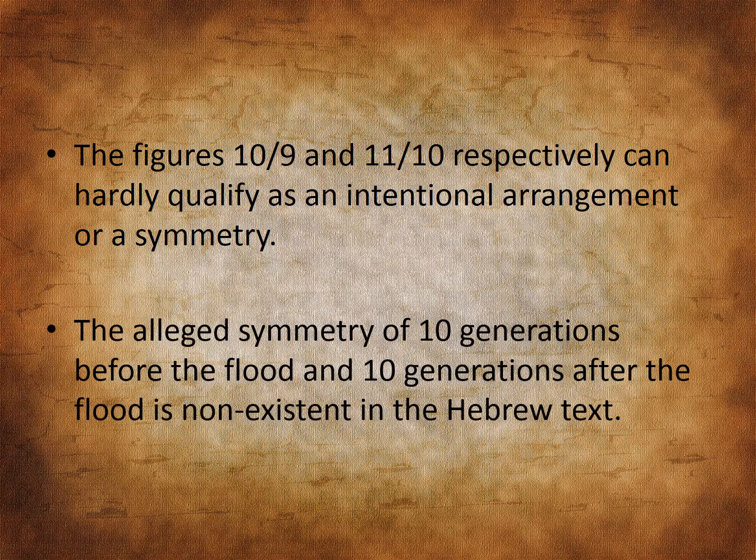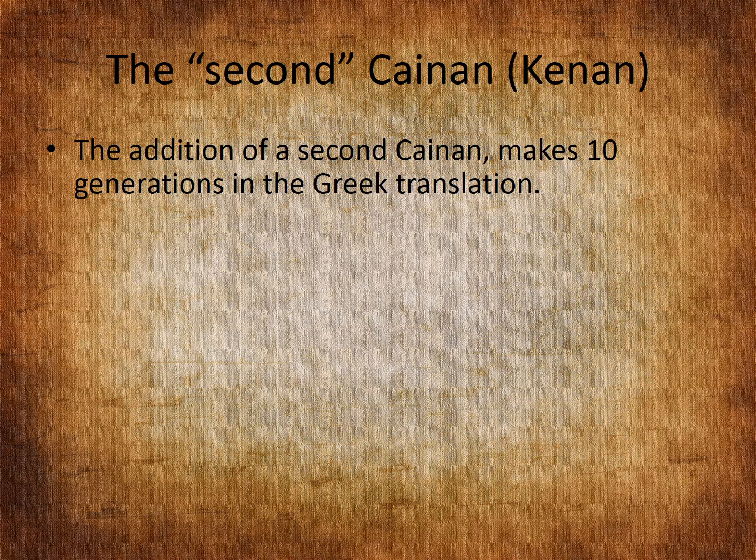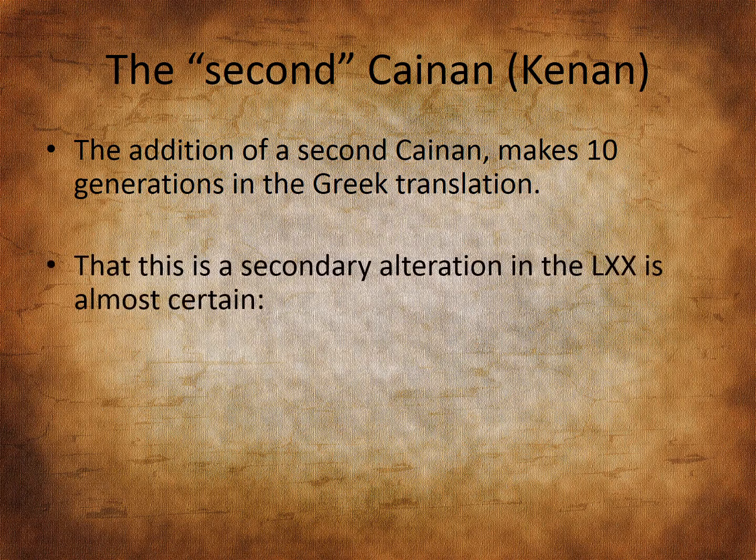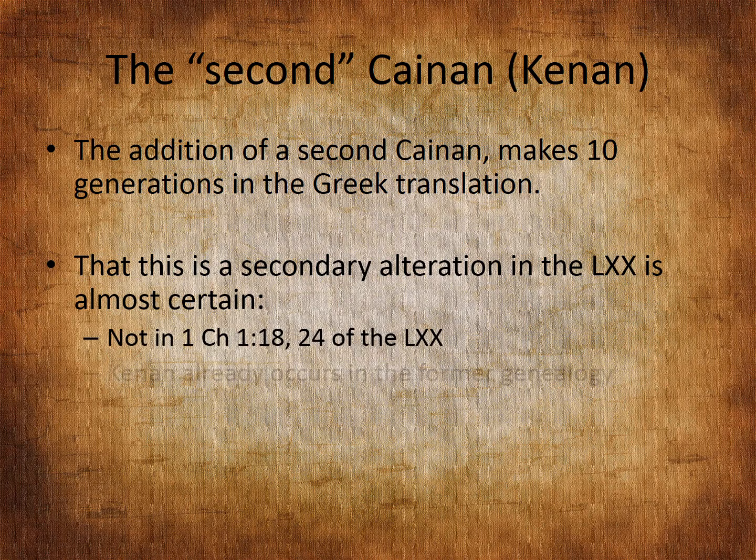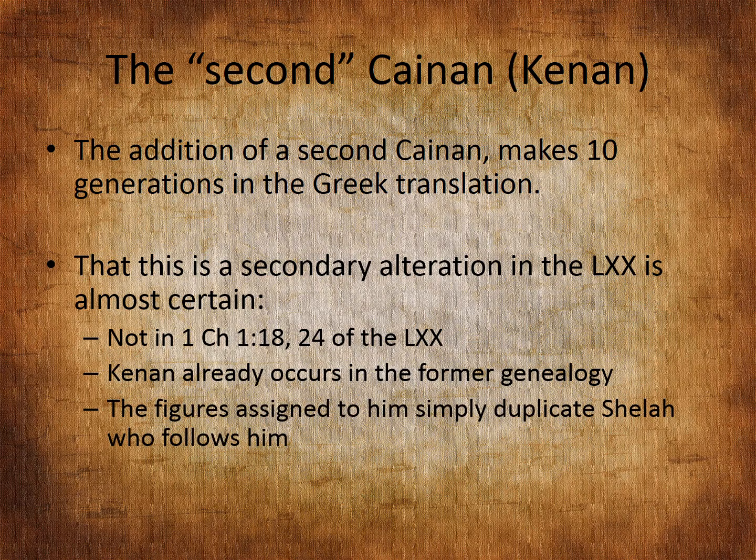The alleged symmetry of 10 generations before the flood and 10 generations after the flood is non-existent in the Hebrew text. The Greek Septuagint contains the addition of a second Canaan, making 10 generations in that translation. That this is a secondary alteration is almost certain. He is not found in the genealogy in 1 Chronicles. Kenan already occurs in the former genealogy. The figures assigned to him simply duplicate Shelah, who follows him. Some wonder if the addition of Canaan was a purposeful attempt to schematize.